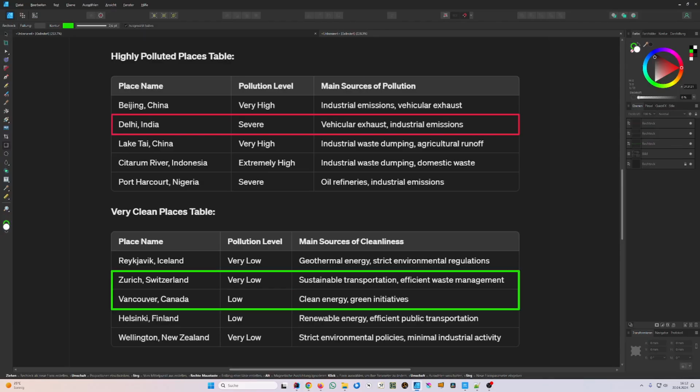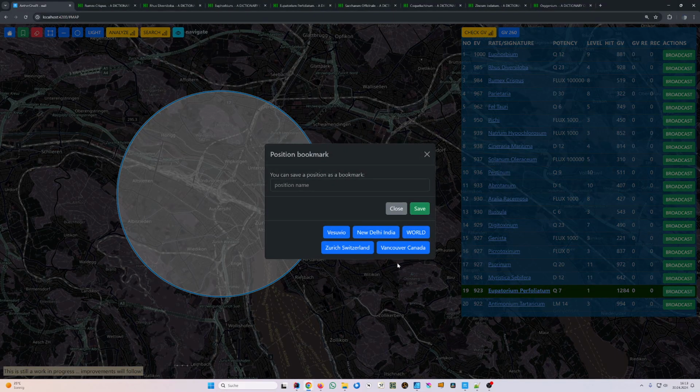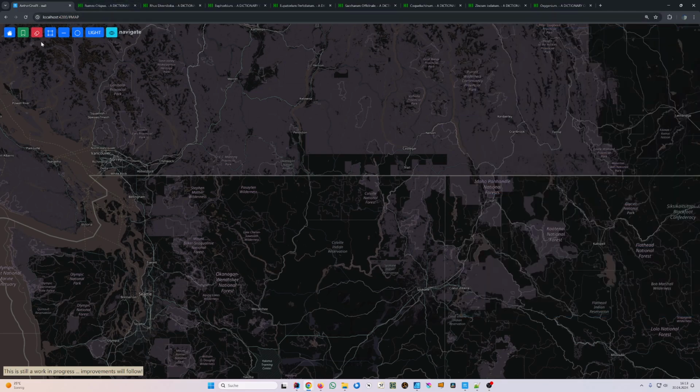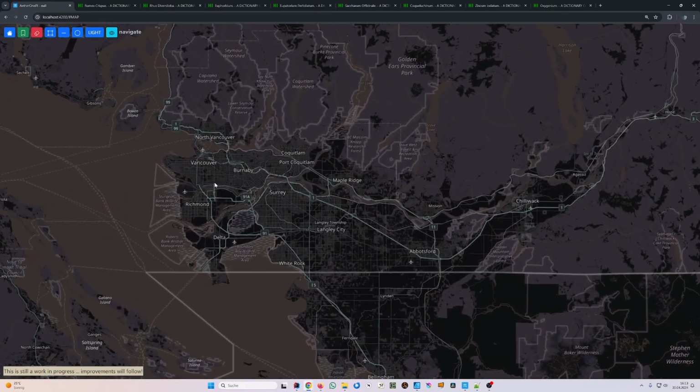which is Vancouver in Canada. And you can clear the analysis here with this red button. When you hover with your mouse over the buttons, you see what they are good for. Yeah. Now Vancouver is here. I zoom in.